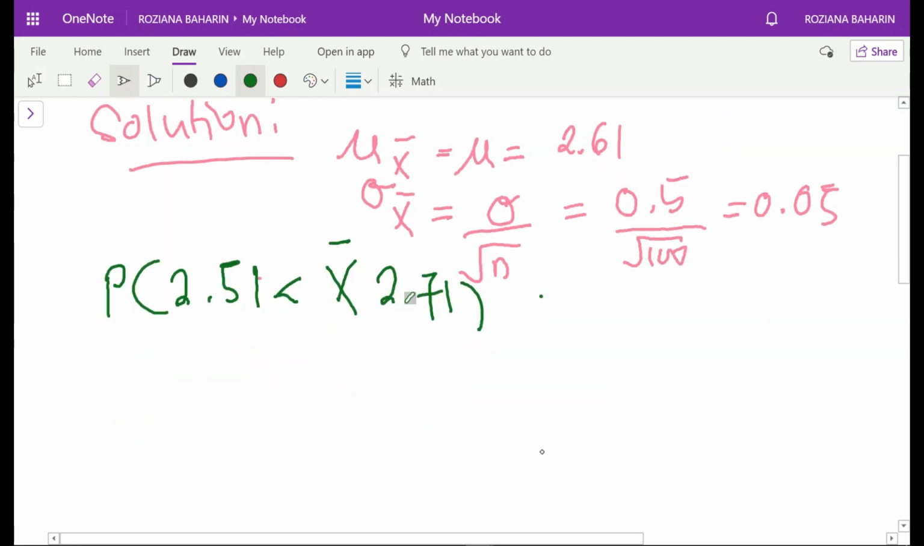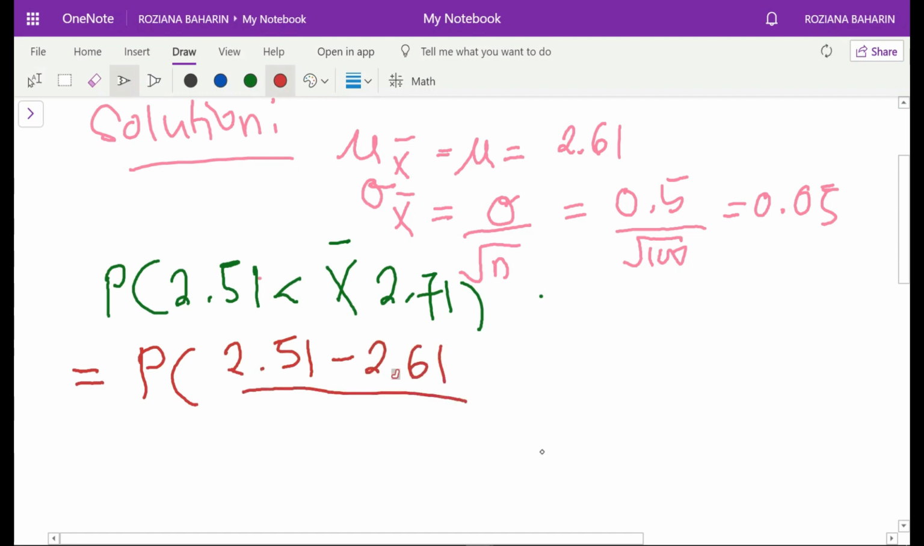Okay, so once you have written this into this equation, the next step is you need to convert it into a z value. So you need to plug into the formula. Same one. So now you're given here 2.51, so you minus your mu here, which is 2.61.